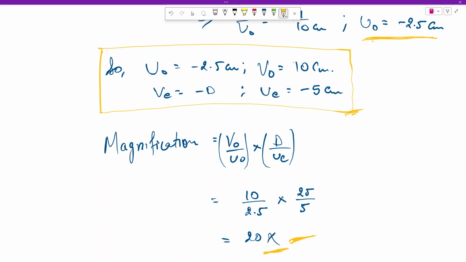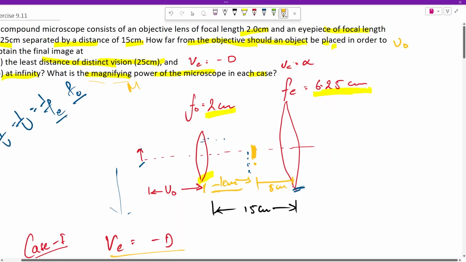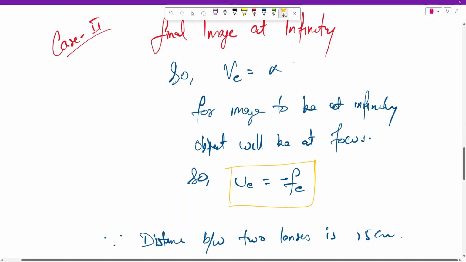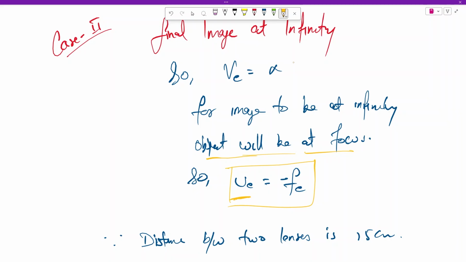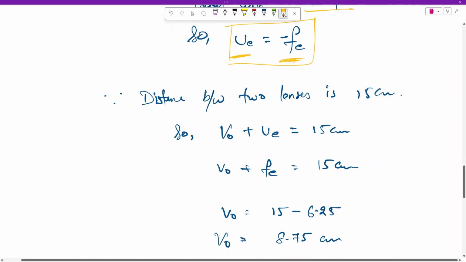Now in the second case, the question was final image at infinity. That is, the final image formed by this eyepiece is going to be at infinity. So we know for image to form at infinity, the object will be placed at the focus. So UE, that is object for the eyepiece, is going to be minus FE, and we have been given the value of FE, that is 6.25 centimeter. Focal length of the eyepiece, that is 6.25 centimeter.